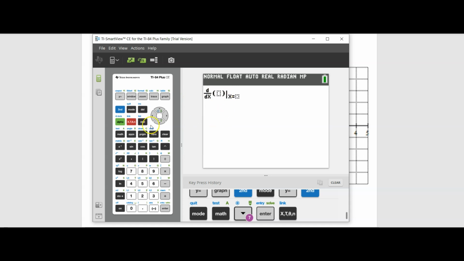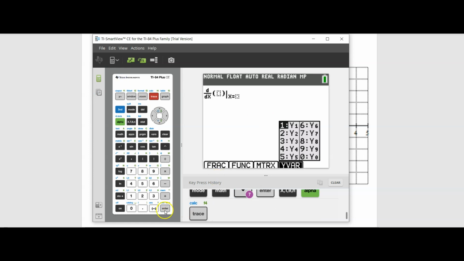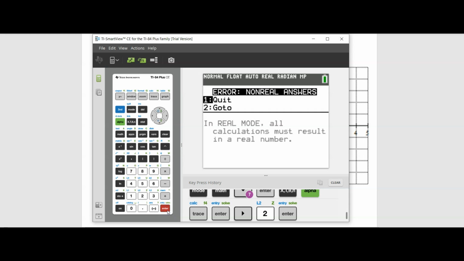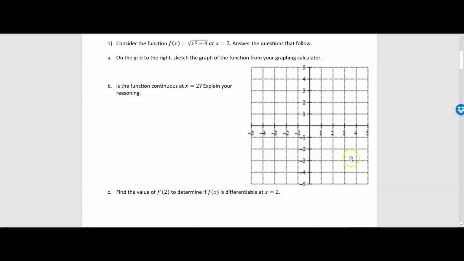For my function, you can either just type in the actual function, or remember, you can go to alpha trace and just click enter for y1, because that's where our function's entered. And we want to evaluate this at x equals 2. So we hit enter, and again, we don't get an answer. This is the calculator's way of telling us that the function is not differentiable at x equals 2. So this derivative value does not exist. There is no derivative value at x equals 2. Again, think about what this function looked like. It looked something like this.